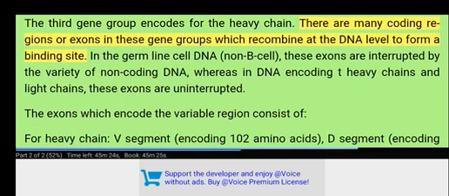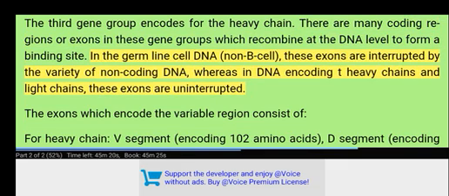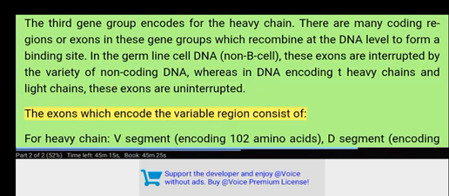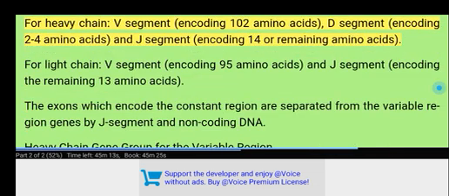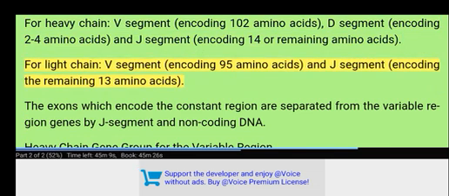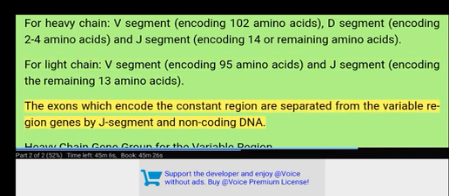There are many coding regions or exons in these gene groups which recombine at the DNA level to form a binding site. In the germline cell DNA, non-B cell, these exons are interrupted by a variety of non-coding DNA, whereas in DNA encoding the heavy chains and light chains, these exons are uninterrupted. The exons which encode the variable region consist, for the heavy chain, of a V segment encoding 102 amino acids, a D segment encoding 2 to 4 amino acids, and a J segment encoding the remaining 14 amino acids. For the light chain, a V segment encodes 95 amino acids, and a J segment encodes the remaining 13 amino acids. The exons which encode the constant region are separated from the variable region genes by the J segment and non-coding DNA.